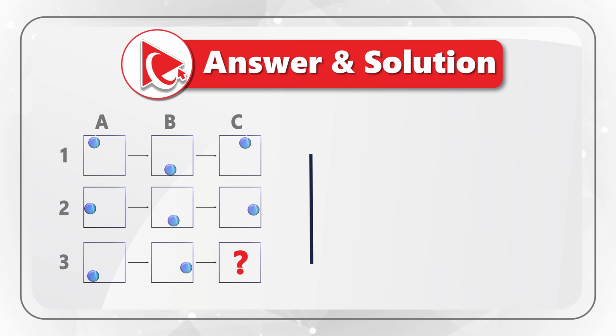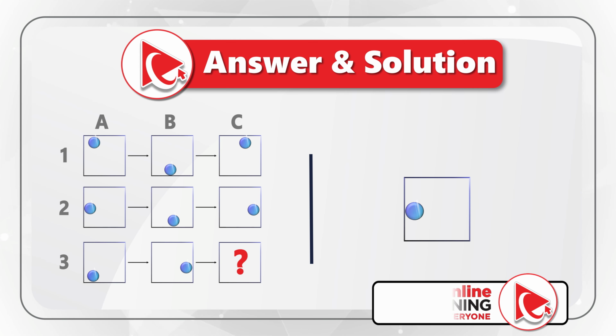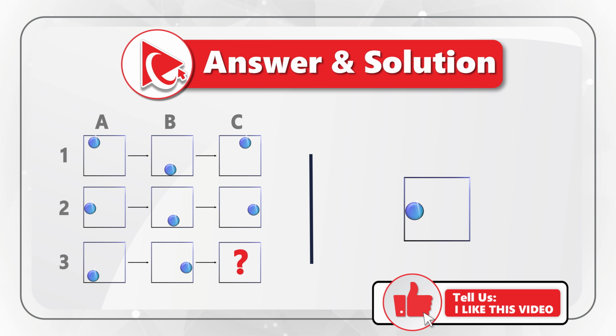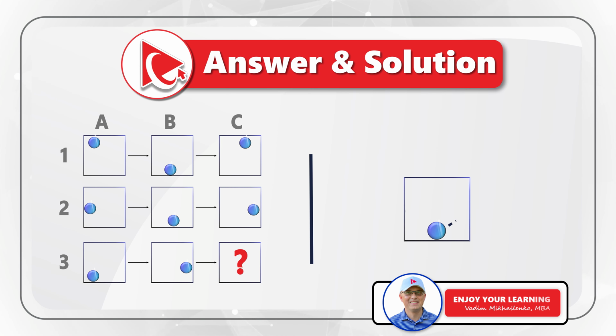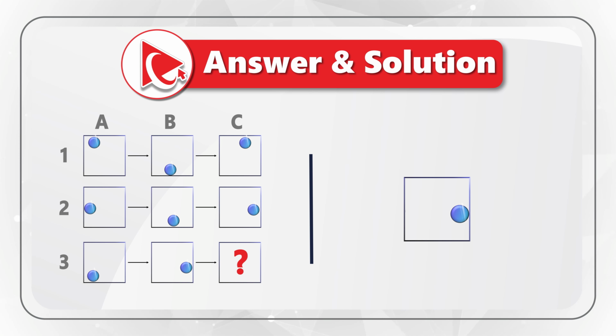Let's confirm this pattern by looking at row 2. In the object A2, we see the ball against the left wall. Then it moves toward the bottom wall, bounces against the bottom wall, and then moves toward the right wall. Knowing the pattern, we can easily detect the answer now.